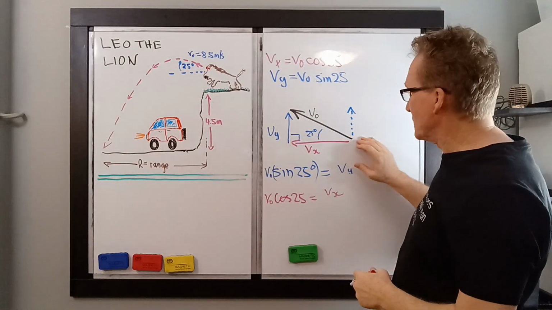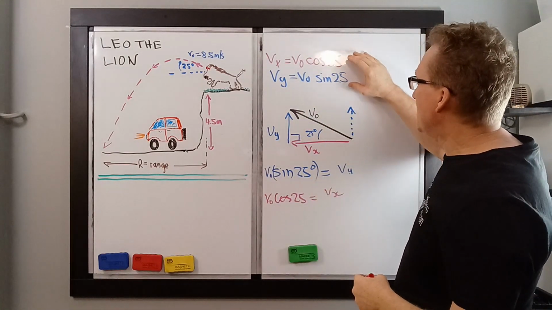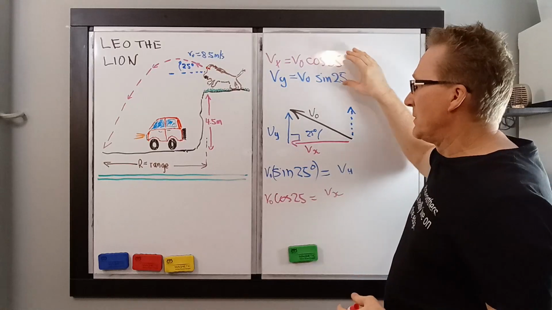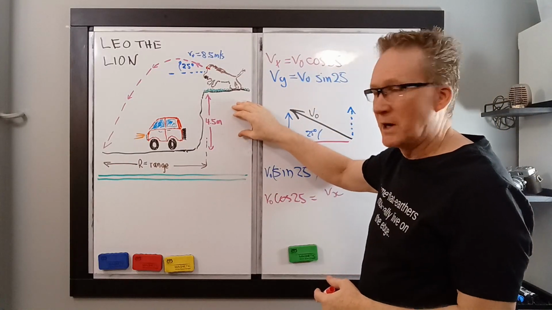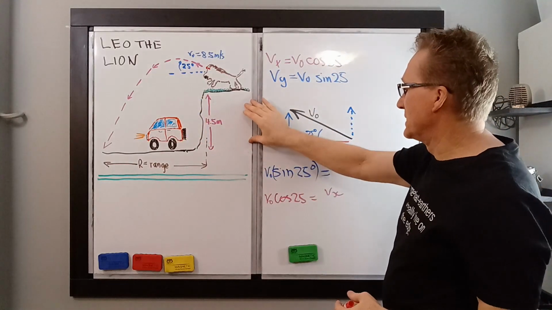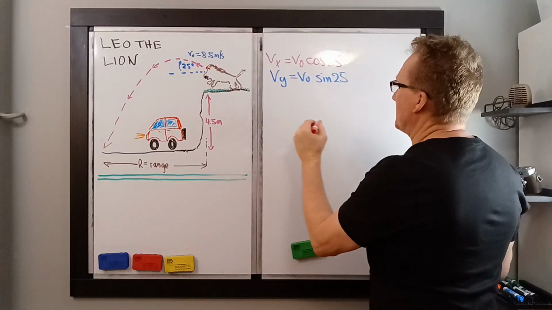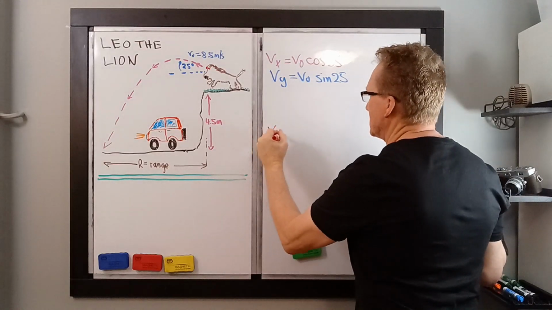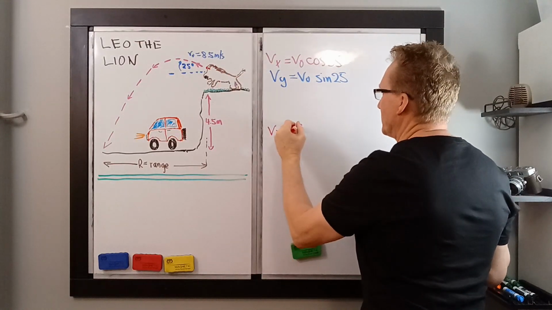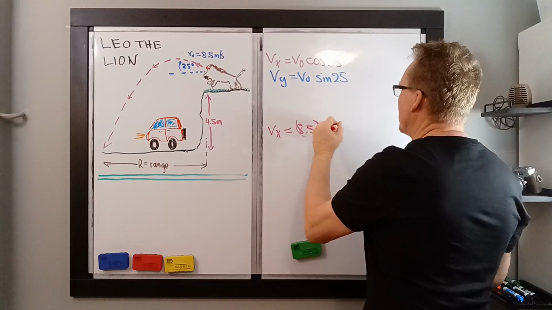Now we've used up this triangle. We don't need it anymore. We should probably solve for these right away, because having these values of vx and vy will help us as we make progress in this problem. We'll start off by plugging these in. So vx is equal to 8.5 cosine of 25.